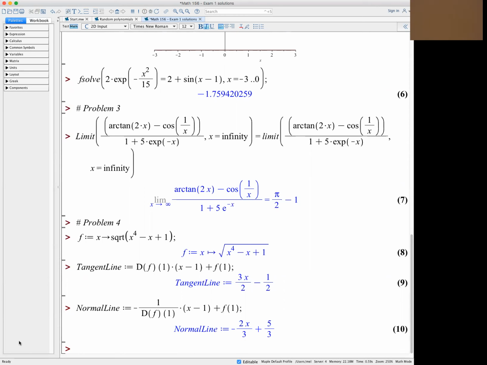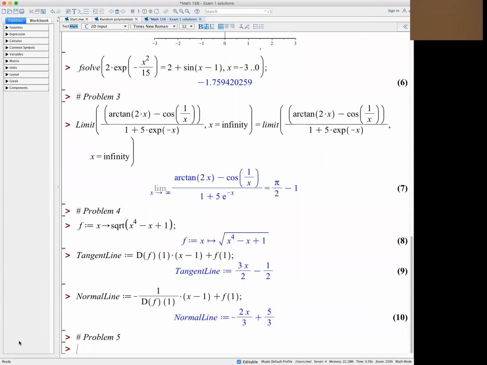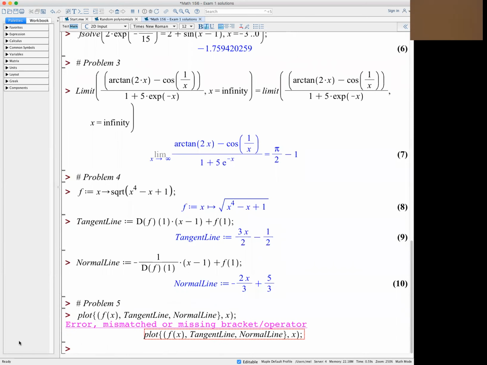So that's problem 5, to graph them. So I want to plot together the function, tangent line and the normal line. Oops. This is colon, curly brackets. Now it's right.